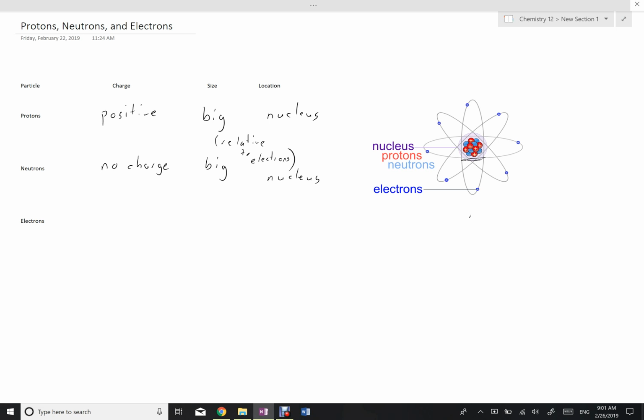Electrons, on the other hand, are completely different from the other two. Instead of having a positive charge, they have a negative charge. They are extremely small, about 1/2000th as big as those guys. And they are located in orbits or shells around the nucleus.